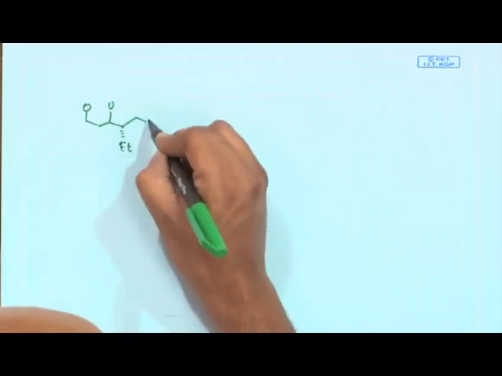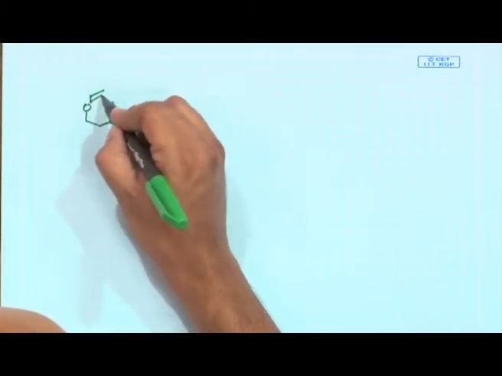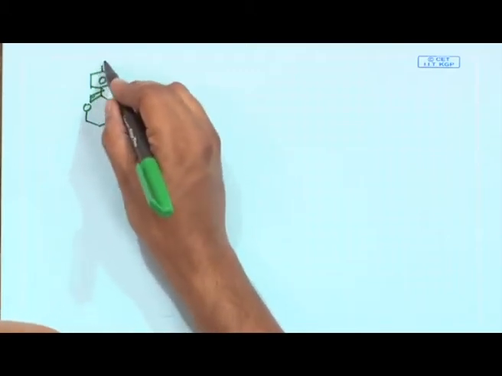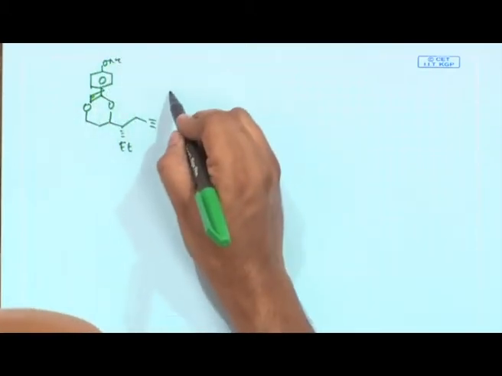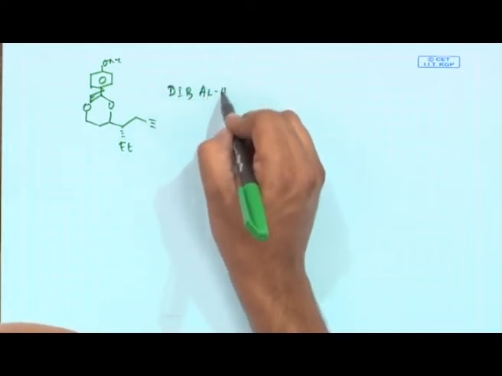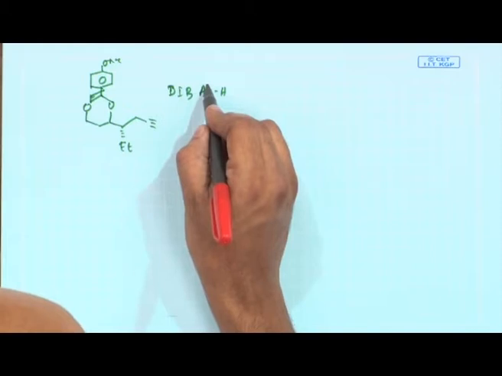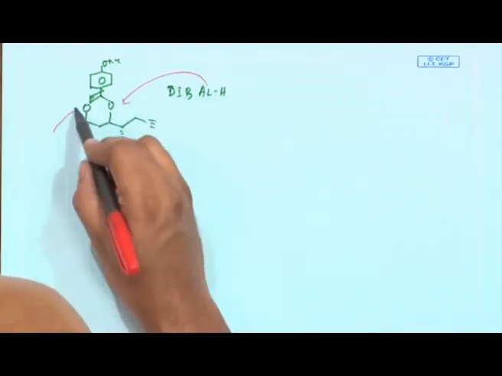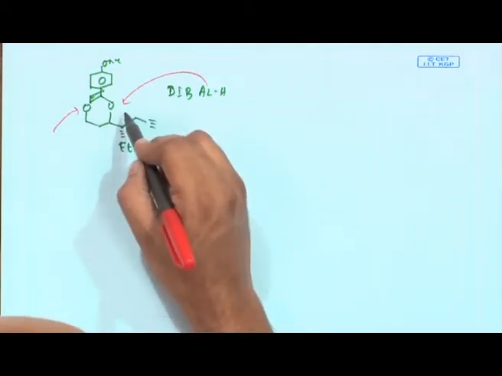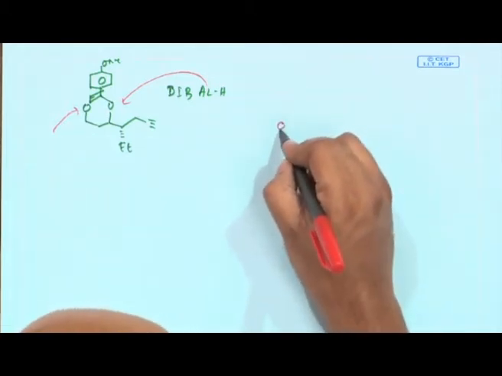Ethyl group is there. Now, this acetal, this is the OMe, is now reacted with DIBAL. This is a bulky reagent, and this aluminum will tend to coordinate with this side or this side. Now, sterically, this side is too much congested, but this side is not. So, what will be happening?